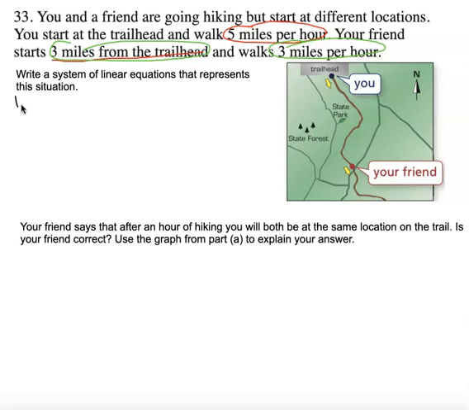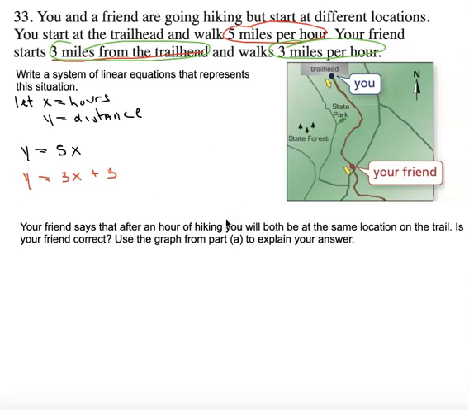All right, so here we go. I'm going to let x equal the hours, and y is the distance from the trailhead. Right now, you start at the trailhead, so you're at point 0, and you're walking 5 miles per hour, so you've got y equals 5x. Your friend starts 3 miles from the trailhead, so he's 3 miles ahead of you, but walks at 3 miles per hour. So his distance is represented by y equals 3x plus 3. And those are the two equations there.